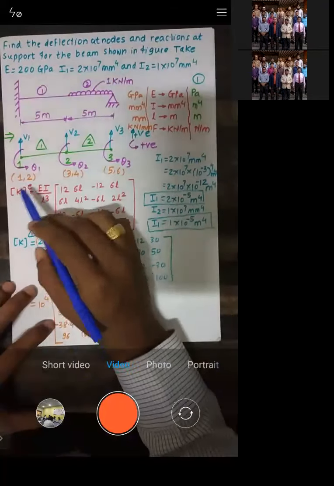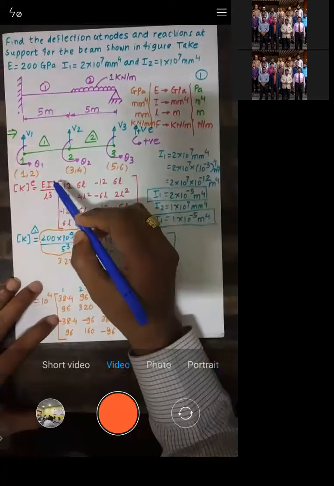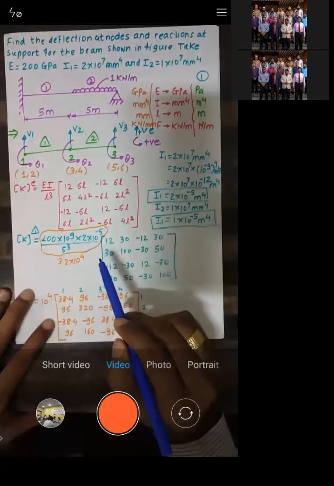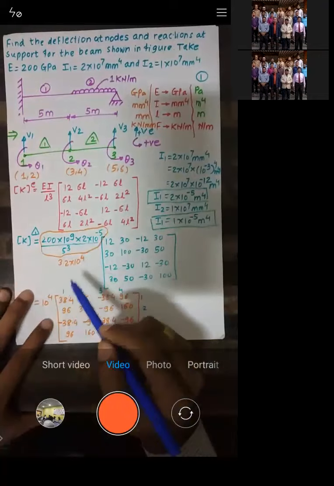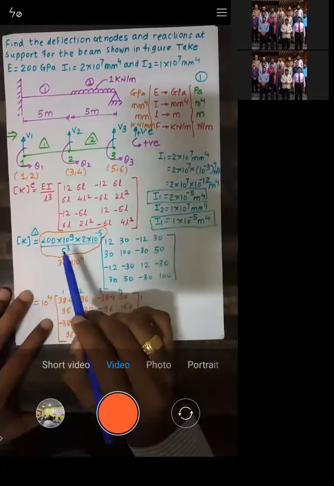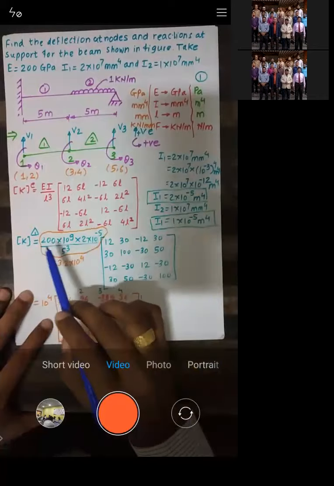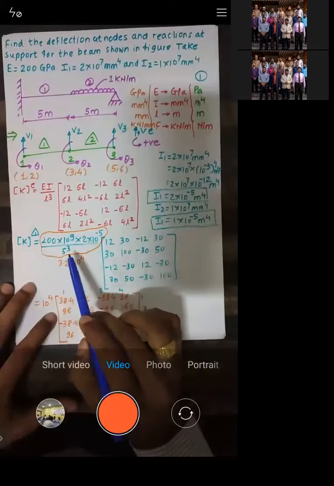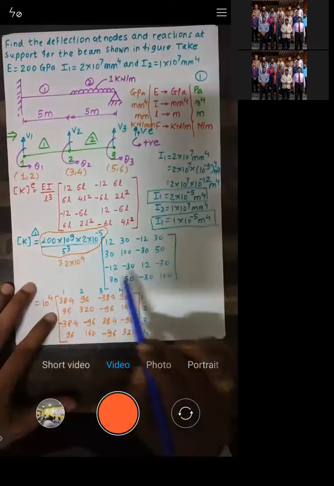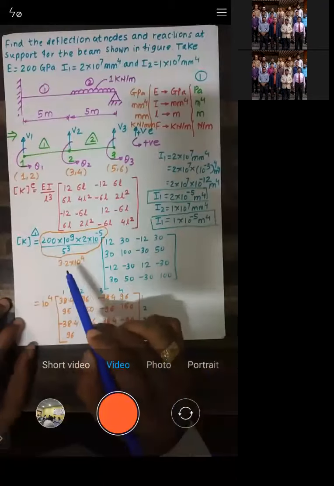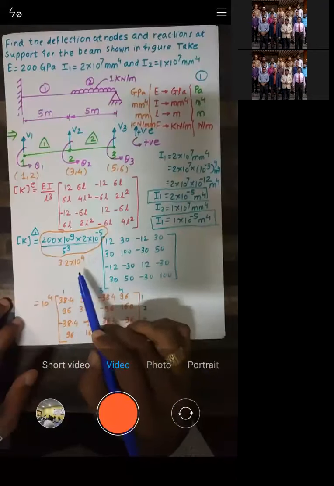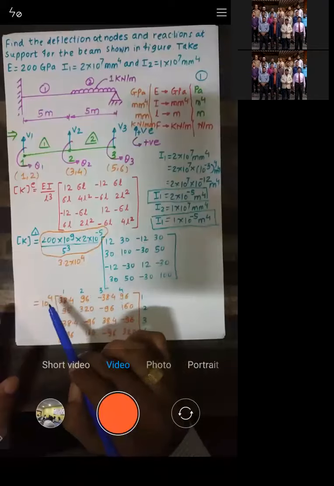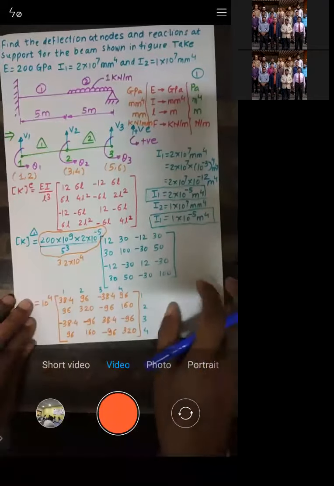Then we started writing the element stiffness matrices. The formula was EI by L cube times the matrix 12, 6L, 6L, 4L square, right? In this formula, we put the values of E, I, and L. E, which was in gigapascal, we converted into pascal, and I, which was in mm raised to power 4, we converted into meter raised to power 4. Length we kept in meter only. When we calculate this term, it came to be 3.2 into 10 raised to power 4. We keep 10 raised to power 4 outside, and the rest of the 3.2 we multiplied inside. So we got this matrix.